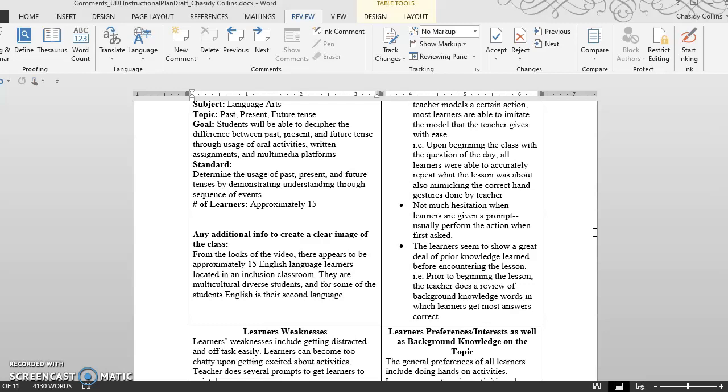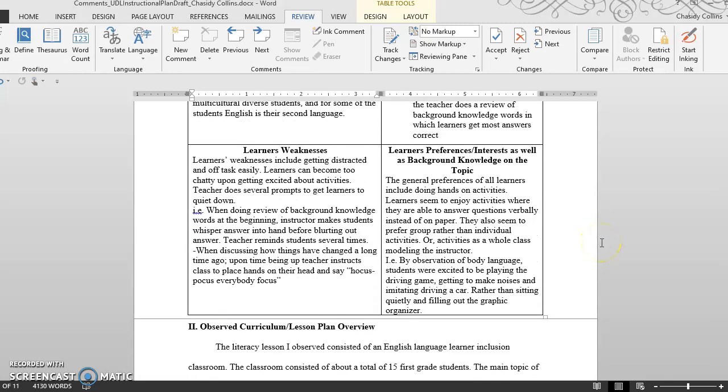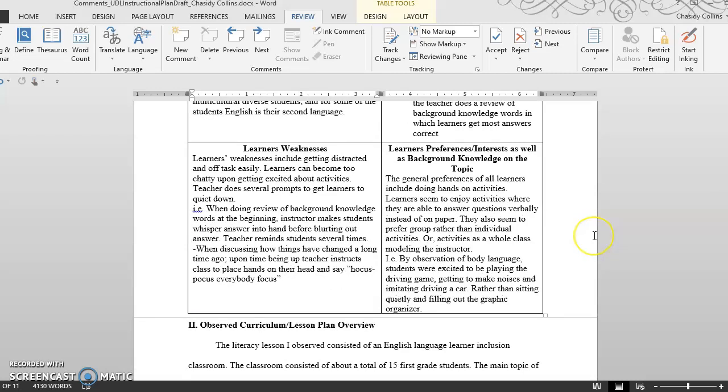Another thing was the learners seemed to show a great deal of prior knowledge. Some of this knowledge came from their previous lesson with this particular instructor, and knowledge that they already knew regarding past, present, and future tense, that the instructor got to ask them questions and review with them.